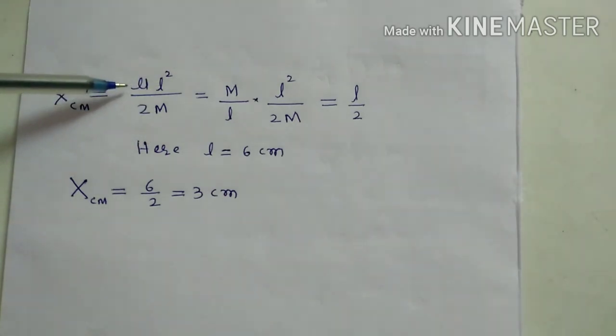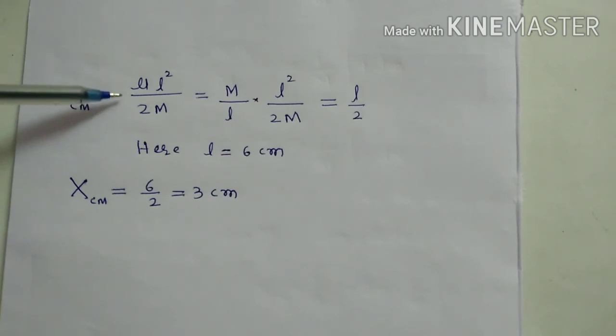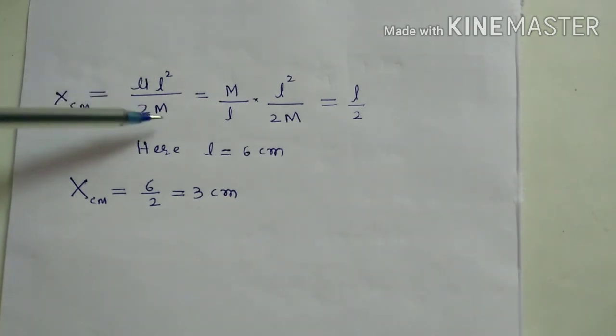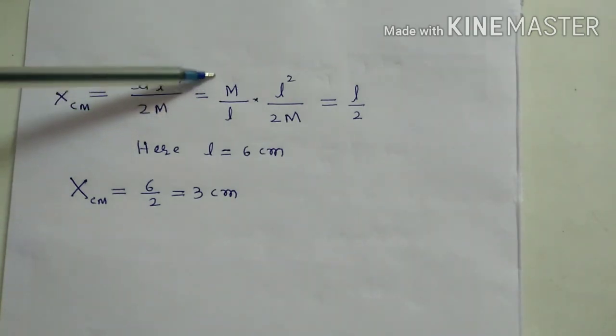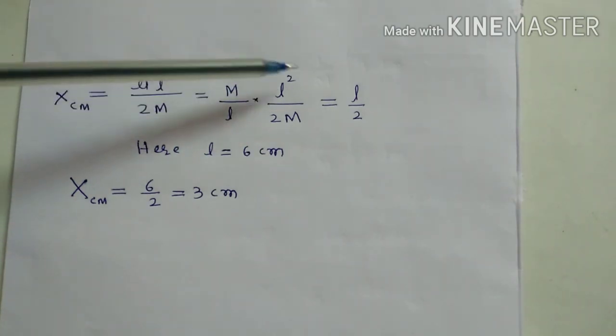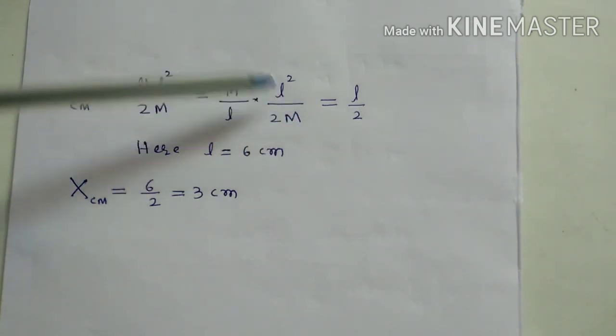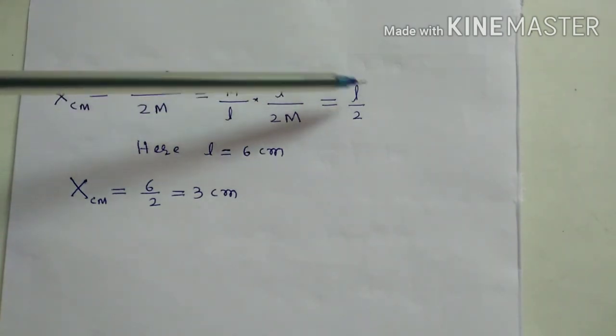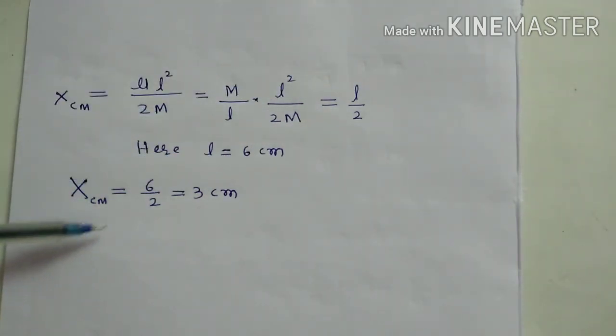That is, x coordinate of center of mass is mu L square by 2m. Mu is linear mass density. It is a constant, that is capital M by L. So mu L square by 2m equals, this mu is nothing but capital M by L into L square by 2m. This L and the square will cancel. This m cancels. What will you get? L by 2. So here L is 6 centimeter. Okay. xcm is equal to 6 by 2 equals 3 centimeter. That is the x coordinate of center of mass.